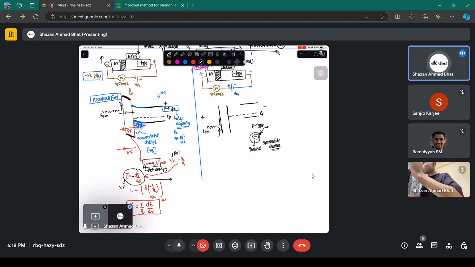Whatever is on the left hand side, the same wants to be on the right hand side to maintain the neutrality. If there is positive charge on this side, there has to be equal opposite charge on the other side of the oxide. Okay, so now the bending will take place. Now, how will the bending take place?